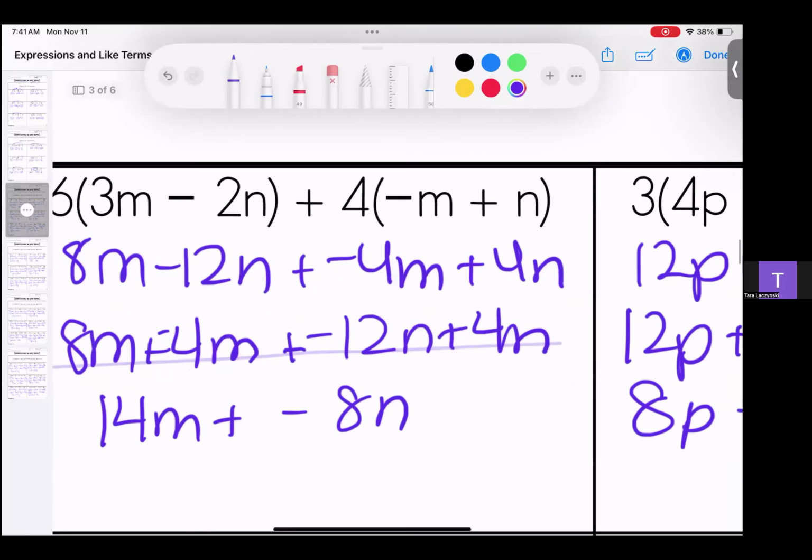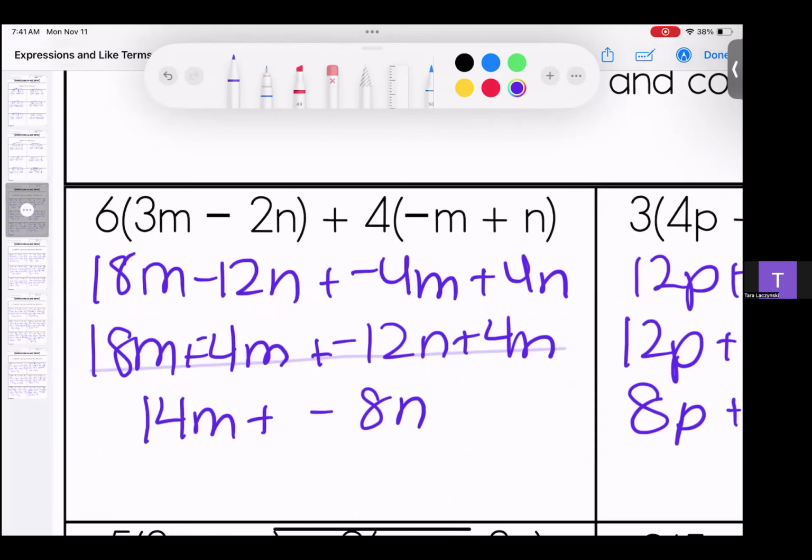All right, these got a little bit more complex because we had 2 different areas that needed to be shared out or distributed, and then we had some terms that could be combined. So starting up here, we have 18. 6 times 2 is 12. 4 times 1 is 4. 4 times 4 is 4, making sure all of our letters are there. Our negativity is there as well.